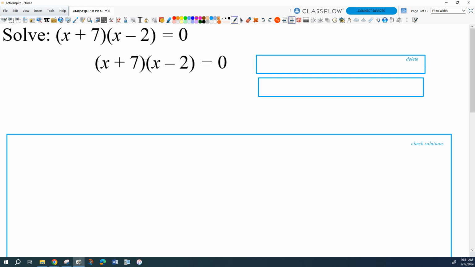Okay, so then let's look at this as an example. This one's already factored for us. So what am I going to do to find the solutions? Yeah, I've got it factored. I apply the zero factor property.